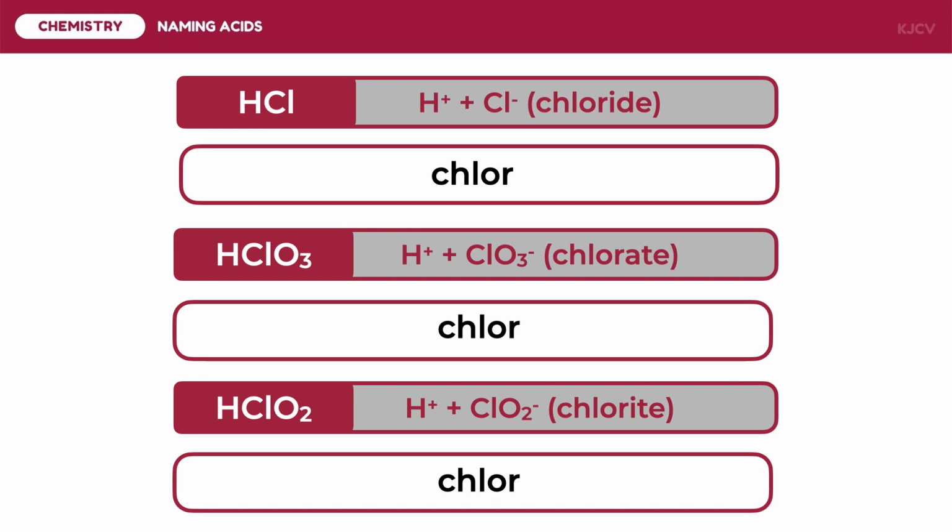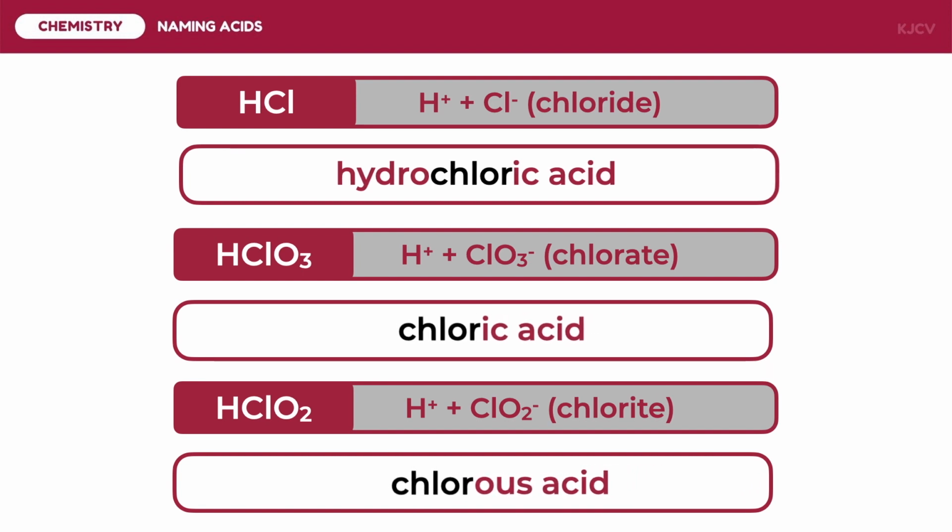Following our rules, since chloride ends with suffix "ide", the prefix hydro and suffix "ic" acid will be attached to the root chlor. For chlorate, the suffix "ic" acid will be attached to chlor. And lastly, for chlorite, the suffix "us" acid will be attached to chlor. Therefore, we have hydrochloric acid for HCl, chloric acid for HClO3, and chlorous acid for HClO2.